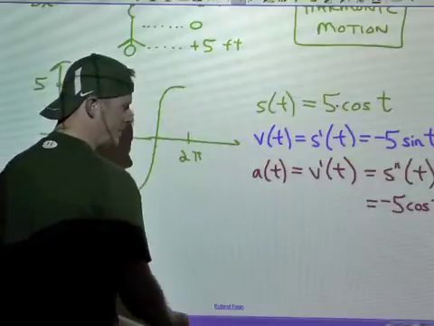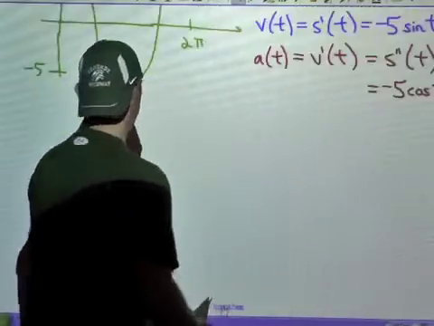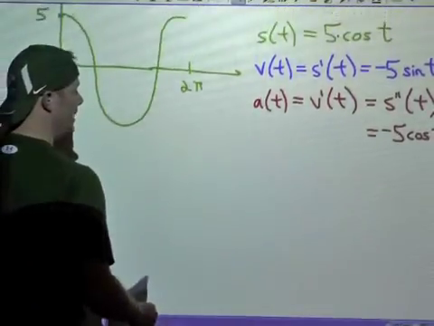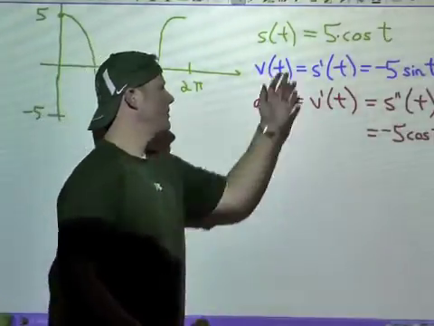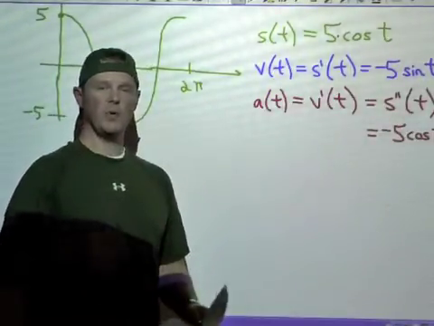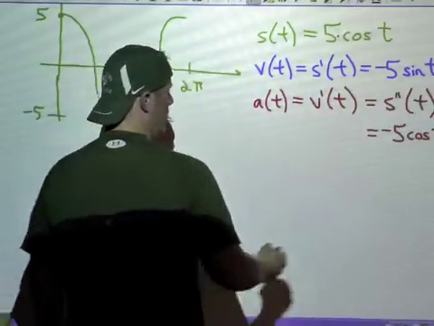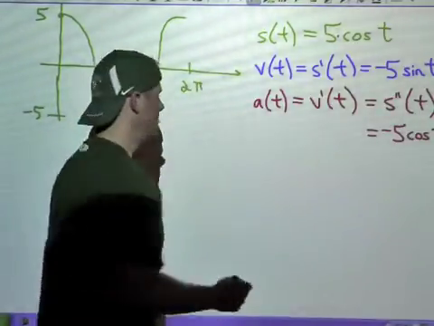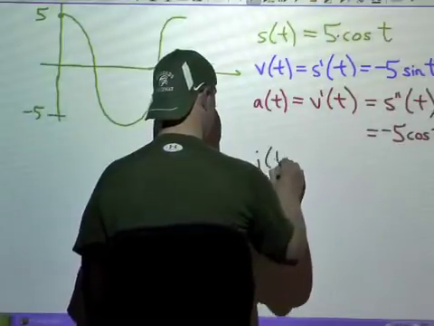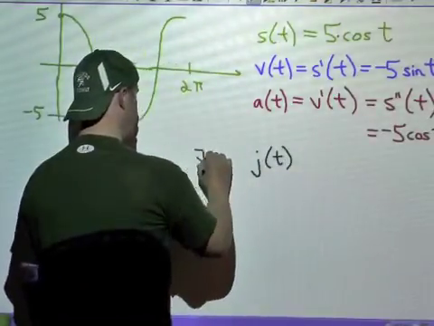Now we could actually analyze motion a little bit further. Those of you guys in physics have probably learned about velocity and acceleration. But what would happen if you took another derivative? Well, if you take one more derivative, it's called jerk.